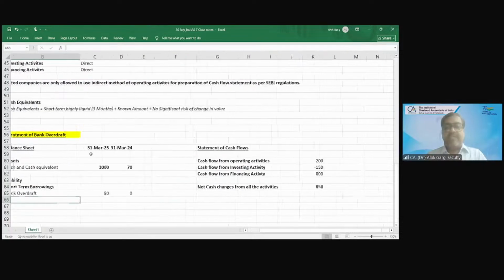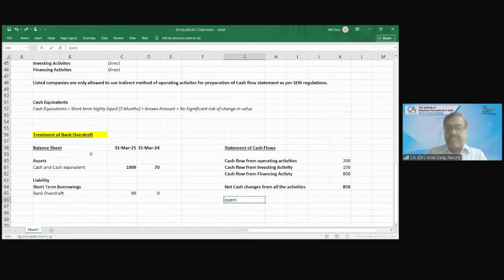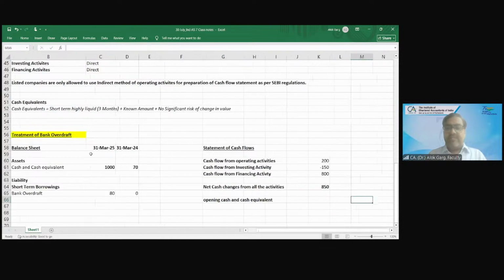What is my opening cash and cash equivalent? 70. Opening cash and cash equivalent is 70. What should be my closing cash and cash equivalent? Net cash change plus 70 is 920. Closing cash and cash equivalent is 920.